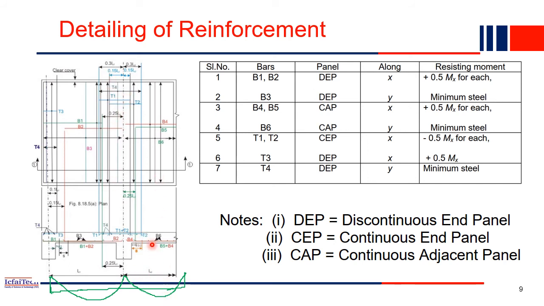Similarly, again in this span here, you will have the bottom reinforcement. That's why you have B4, B5, B6 bottom reinforcement. So near to the support or at the support, we always provide top reinforcement, whereas at the center of the span we provide the bottom reinforcement. So these are the different types of reinforcements you will see in a slab. Okay, so B1, B2, B3, whatever I just explained, the same things are mentioned here also.